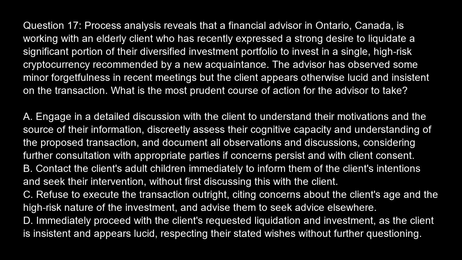Option A. Engage in a detailed discussion with the client to understand their motivations and the source of their information. Discreetly assess their cognitive capacity and understanding of the proposed transaction, and document all observations and discussions, considering further consultation with appropriate parties if concerns persist and with client consent. Option B. Contact the client's adult children immediately to inform them of the client's intentions and seek their intervention, without first discussing this with the client.